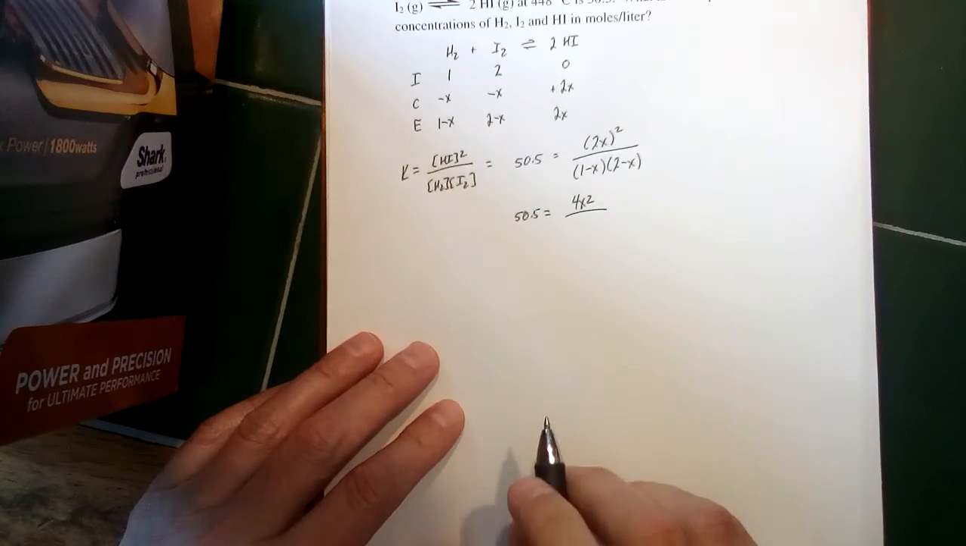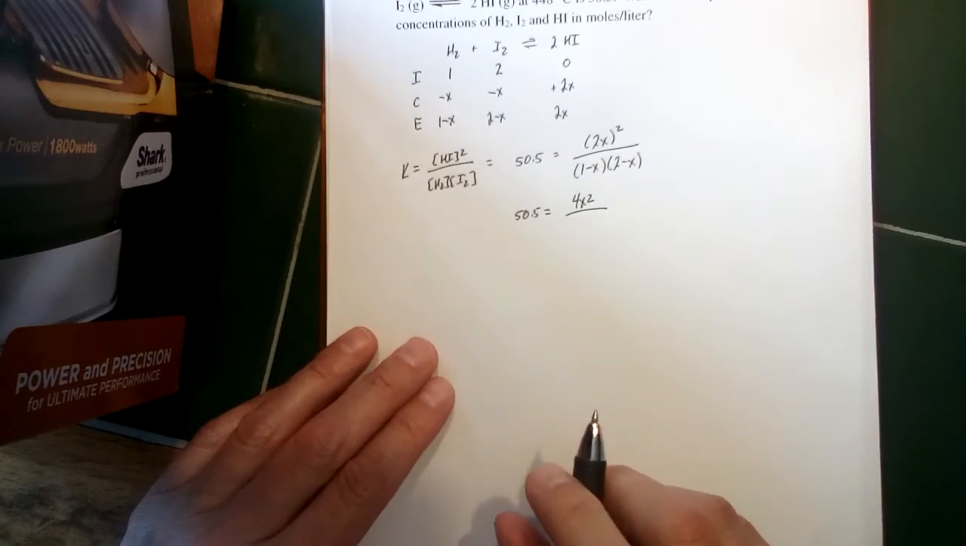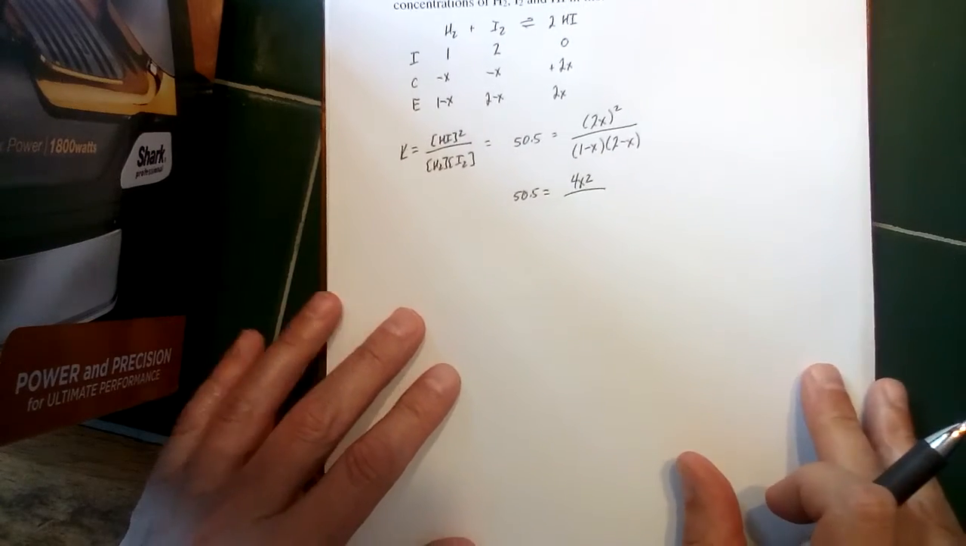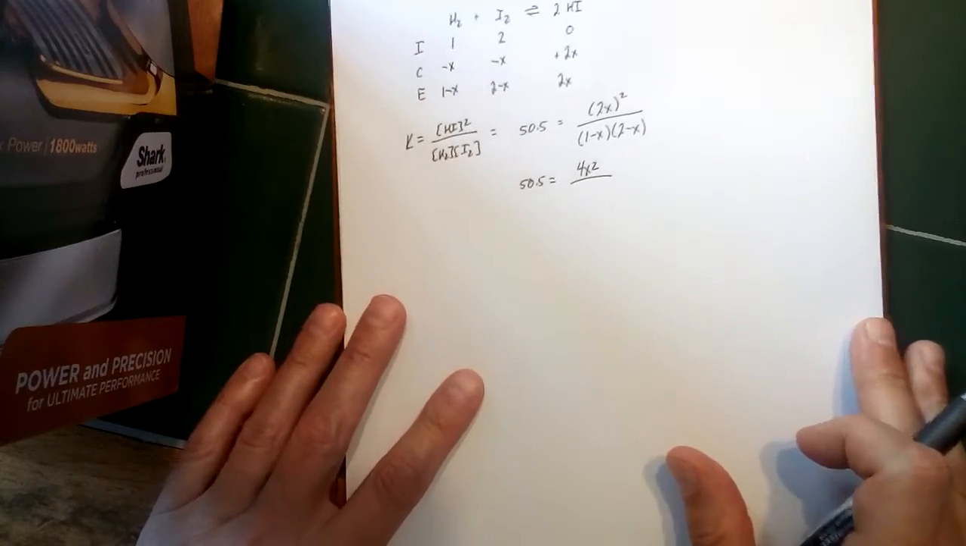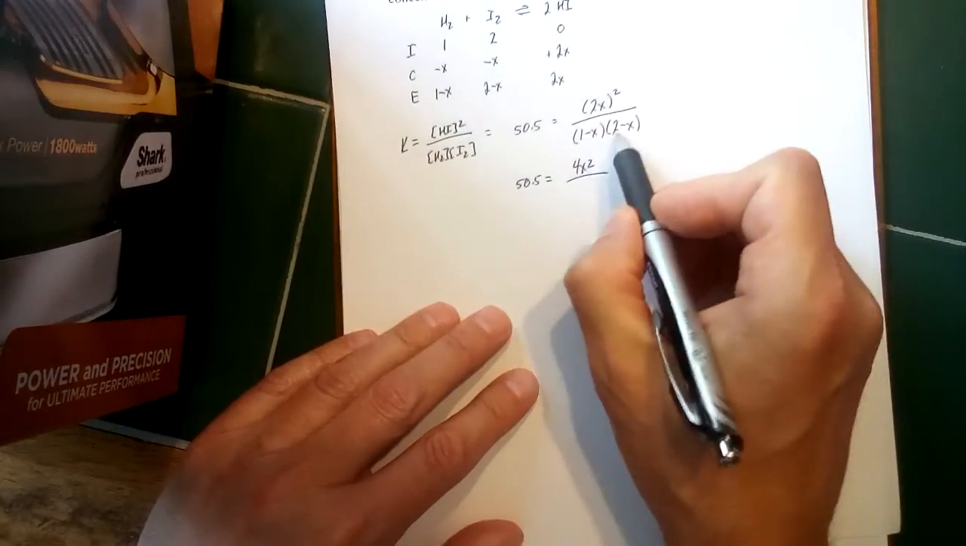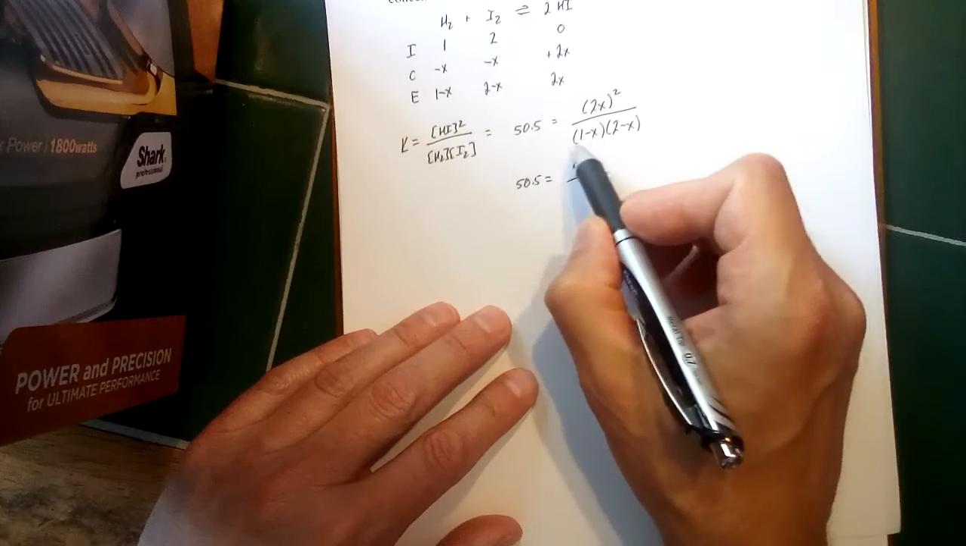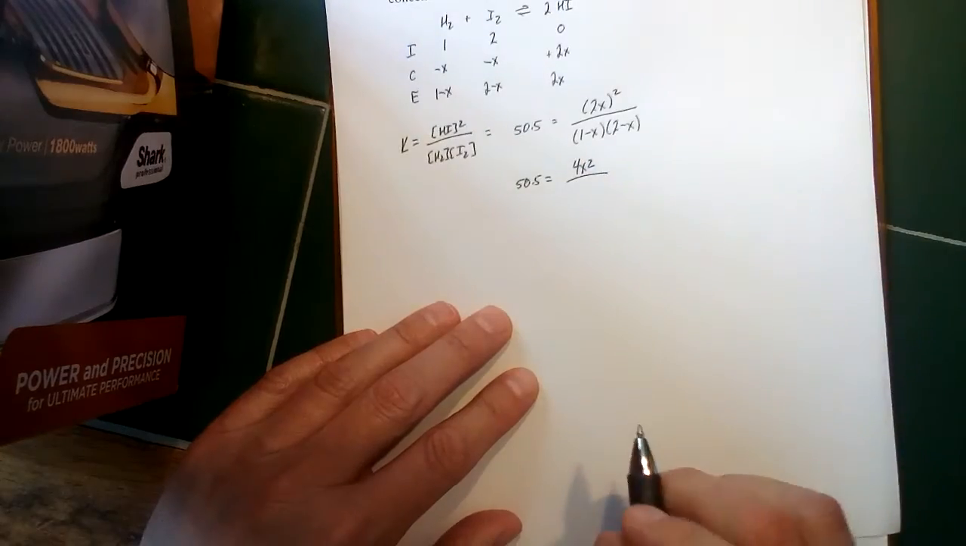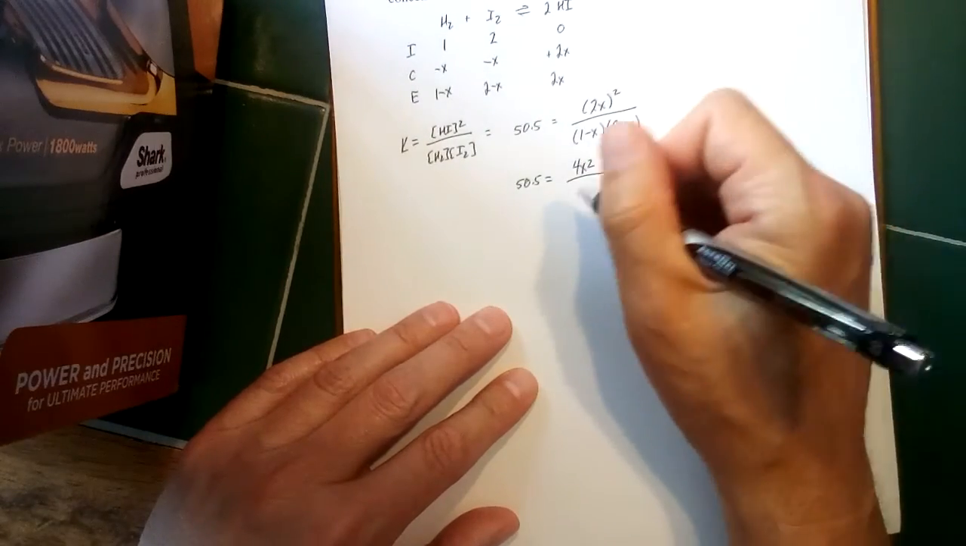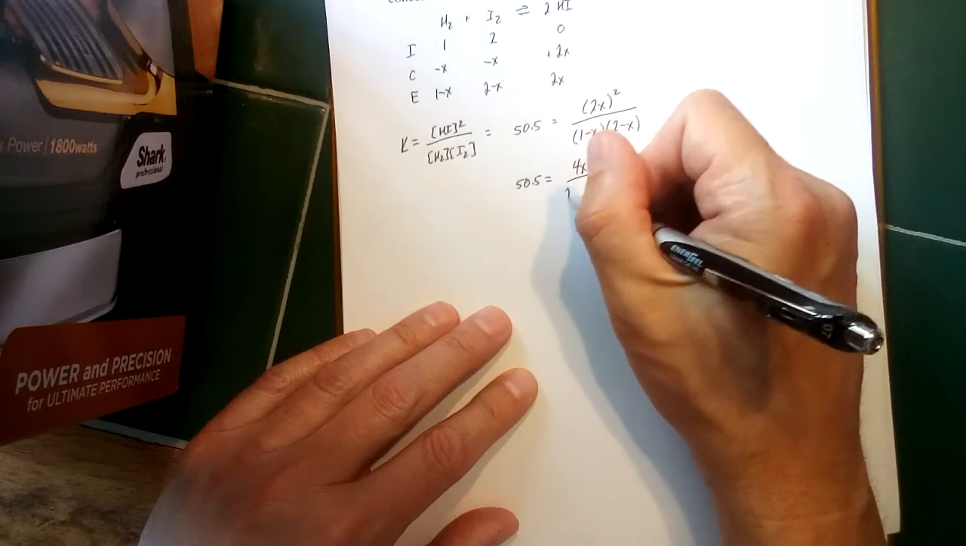Down at the bottom here, I would use the FOIL method. It's been a long time since I had high school algebra, so I don't know if that's still what they call it, but first, outer, inner, and then last. And that would give me 2. So 1 times 2 would be 2.